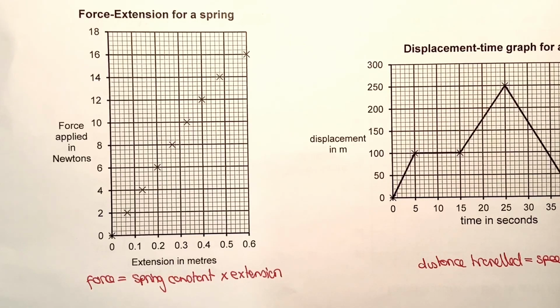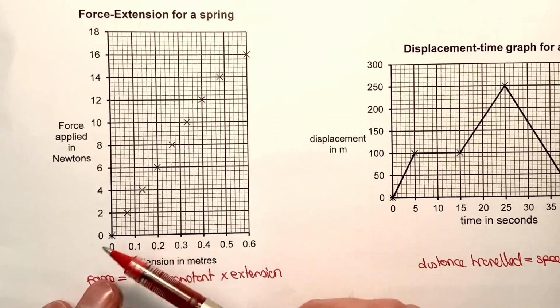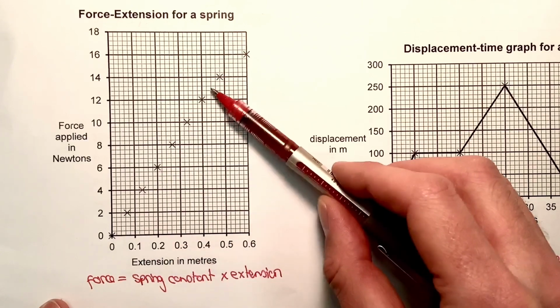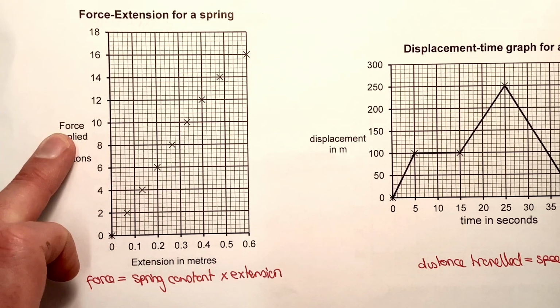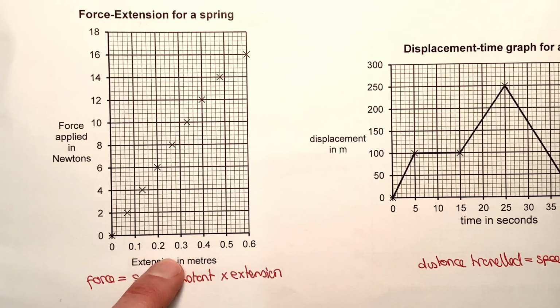In this video, we're going to think about how we can identify the meaning of gradients of different graphs. So this is a force extension graph, and to identify the meaning of the gradient, we need to identify the equation that is relevant here, which is force equals spring constant times extension. Now, a gradient is whatever's on the vertical, force, divided by whatever's on the horizontal, in this case extension.